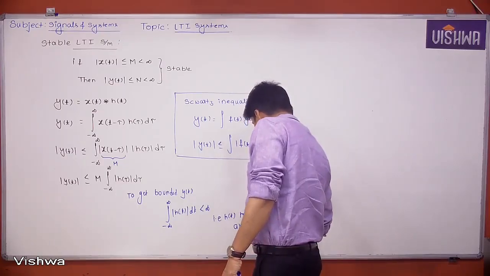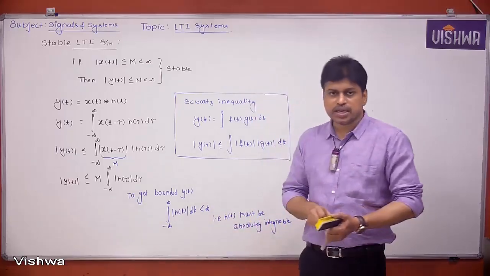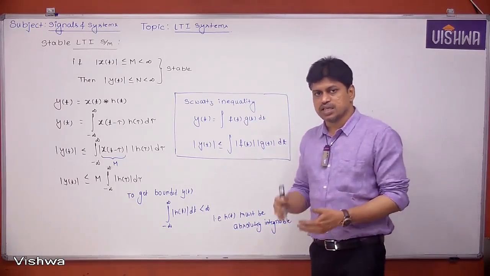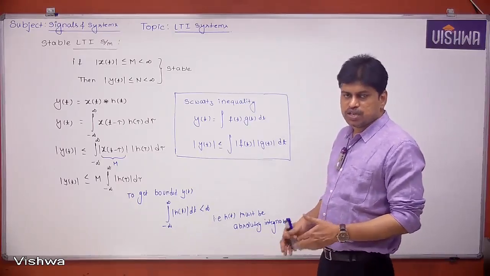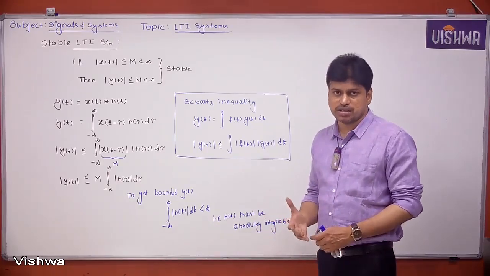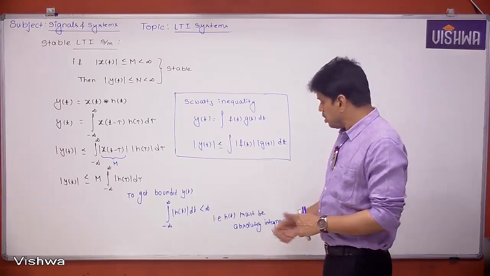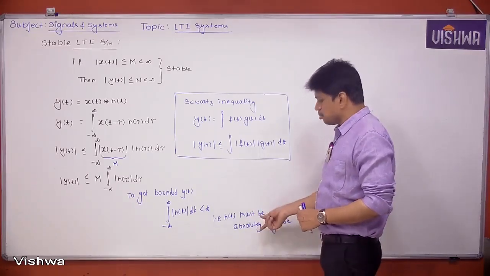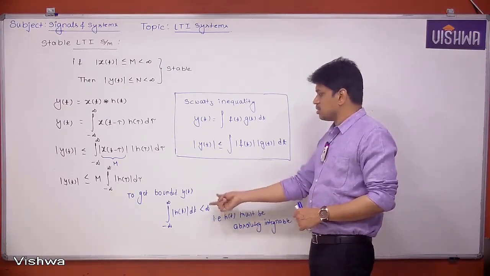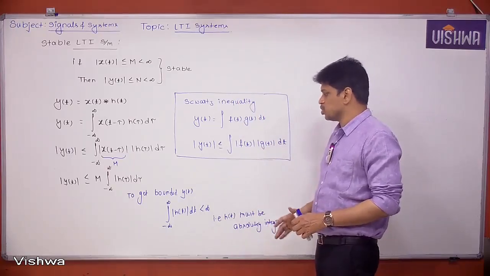What do you mean by that? What do you mean by integrable first? Integrable means once we do the integration, that value has to be a finite value. If it is not integrable, it means once you do the integration, if you get infinity, the value of the integration is infinity, then it is not integrable. So if the absolute value is integrable, then we are going to get a bounded output and the system is stable.